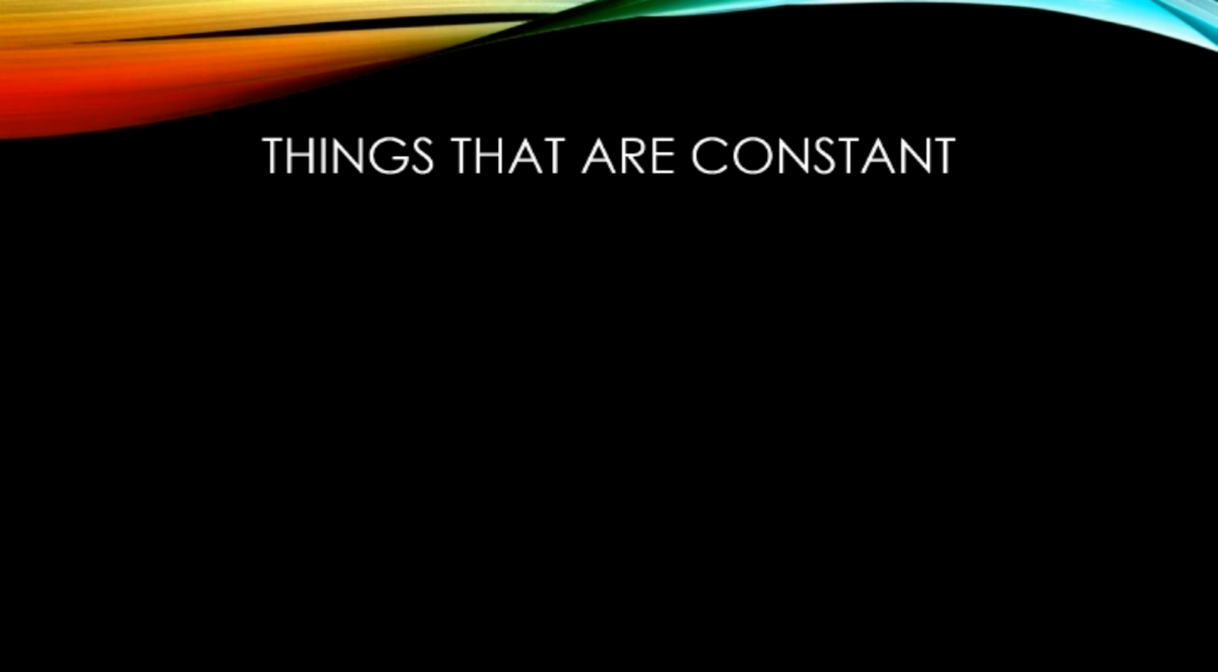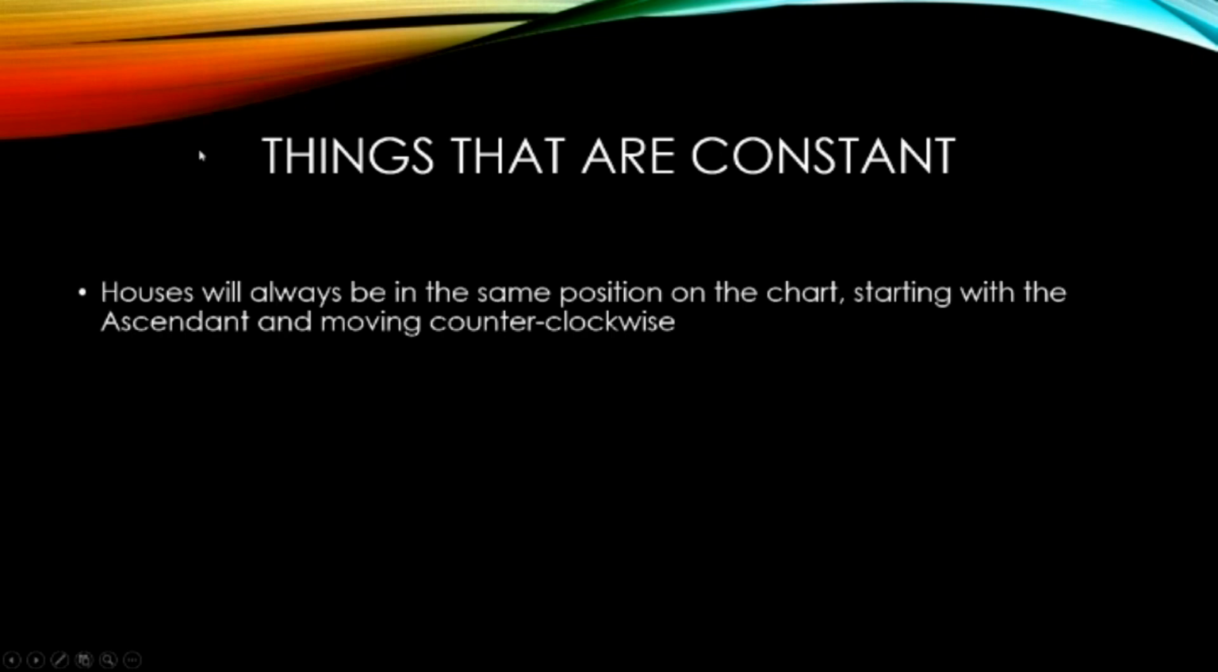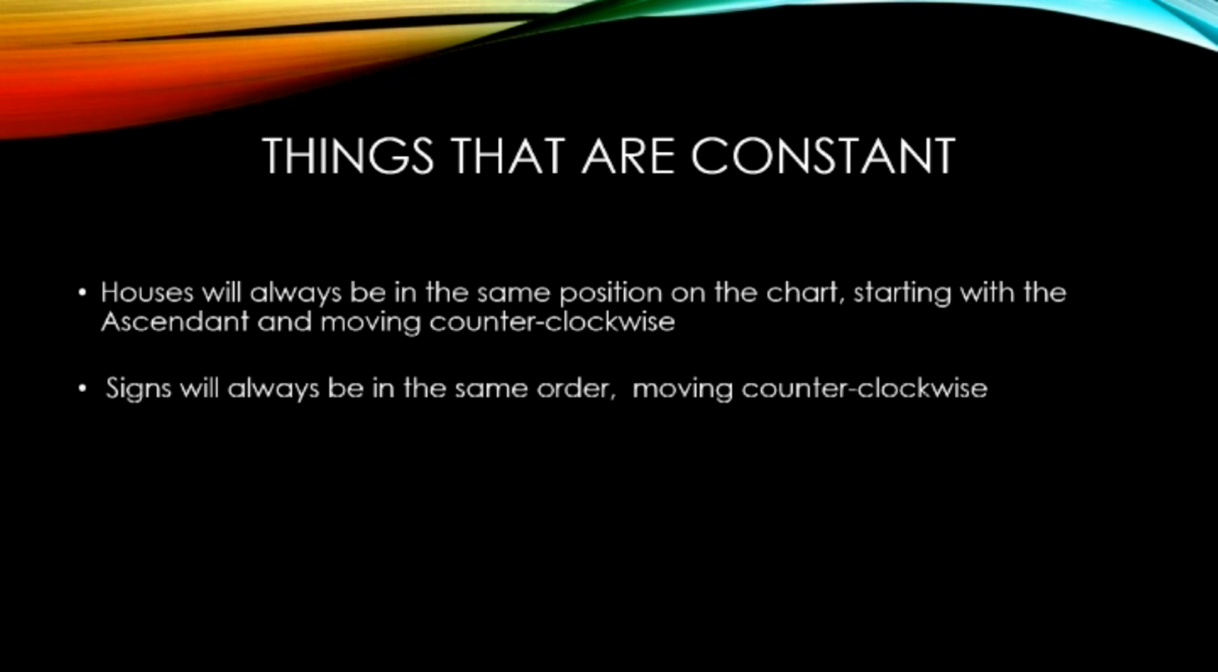Now, there are certain things in this flat wheel that are constant throughout all charts. First thing is the houses will always be in the same position on the chart, starting with the ascendant and moving counterclockwise. Always, always, always. Second thing, the signs will always be in the same order, moving counterclockwise. And the signs will always be 30 degrees in size. Always, always, always.